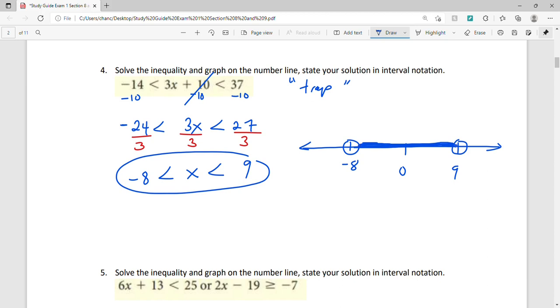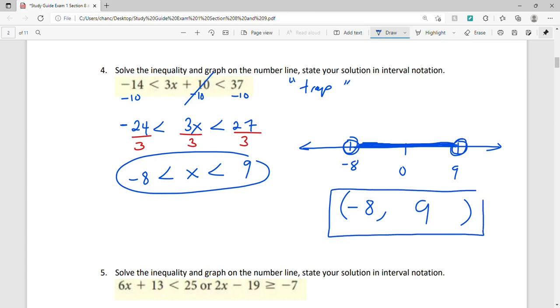And then we'll state our solution in interval notation. It goes to the left, negative 8. It's an open circle, so we'll use a parenthesis. It goes to the right, 9, and again it's an open circle, so we use a parenthesis. So this is our interval notation: parenthesis, negative 8, comma, 9, with another parenthesis.